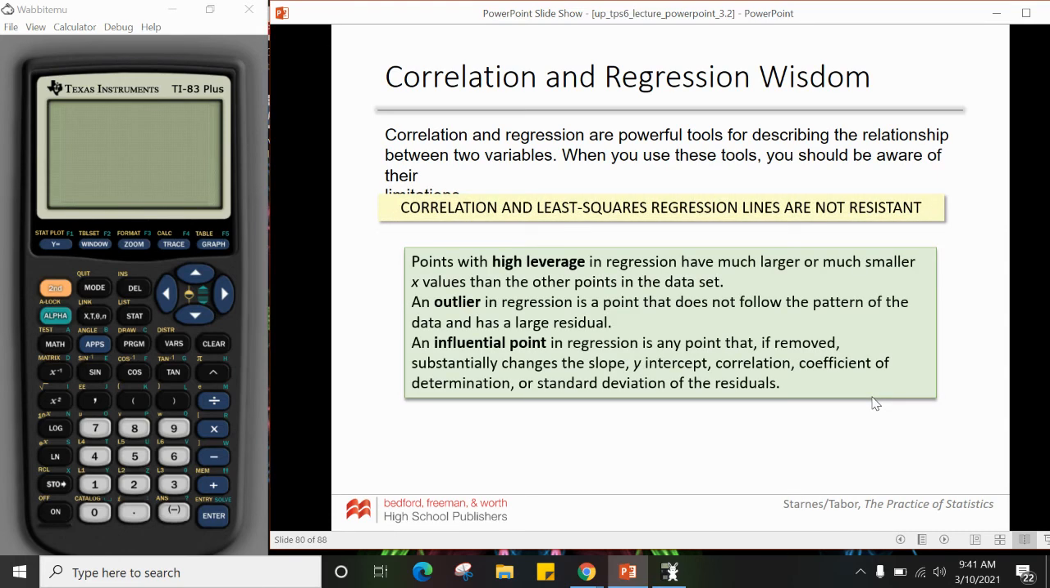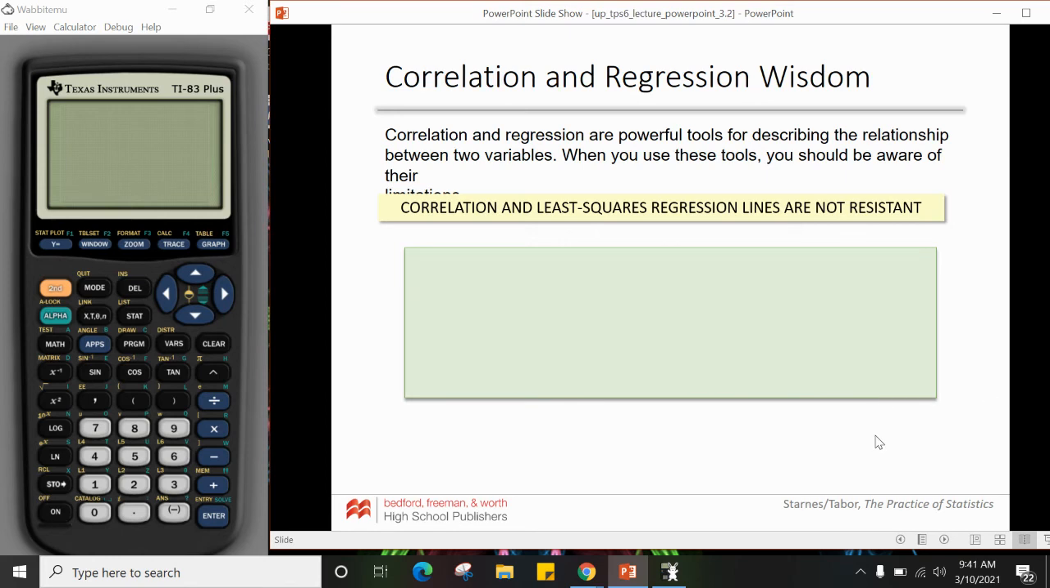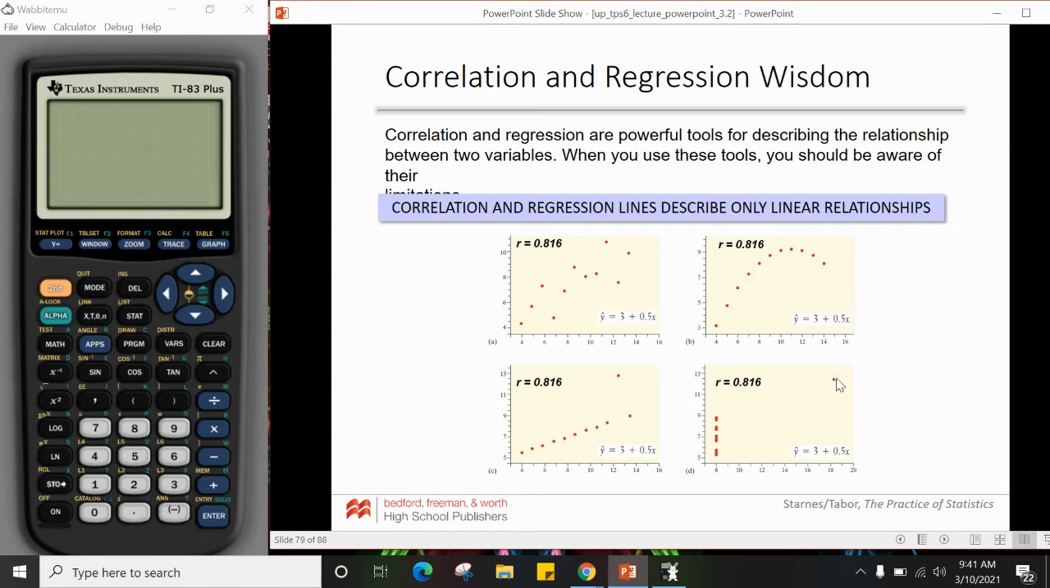And then lastly, an influential point in regression is any point that, if removed, substantially changes the slope, y-intercept, correlation, coefficient of determination, or standard deviation of the residual. For example, in this graph, if I took this point away, the regression would look very different. So that is an influential point. Just because it's an influential point doesn't mean it's an outlier. It's also a high leverage point, because it is substantially farther than all the other data points. This other point is just a straight up outlier because it has a very large residual.